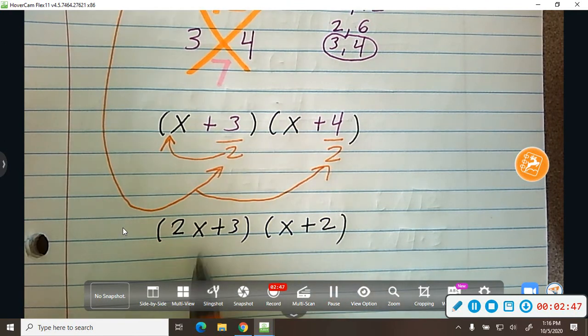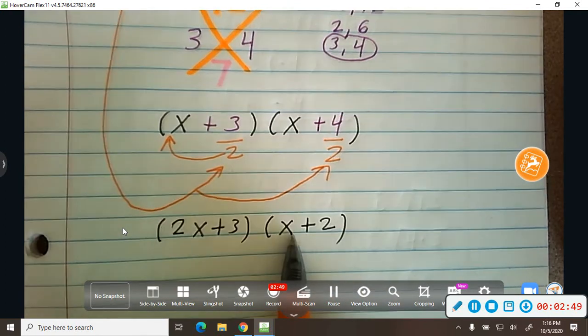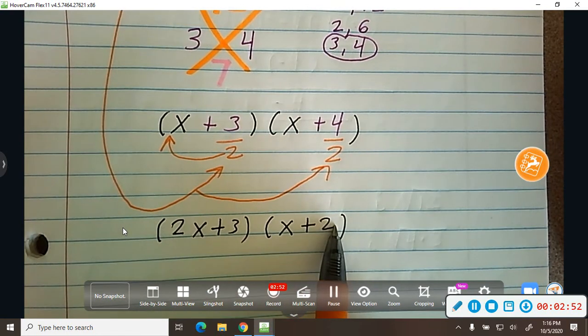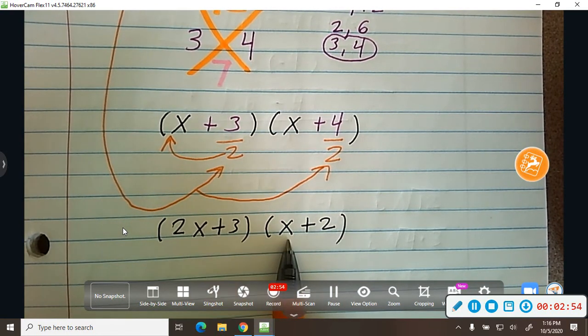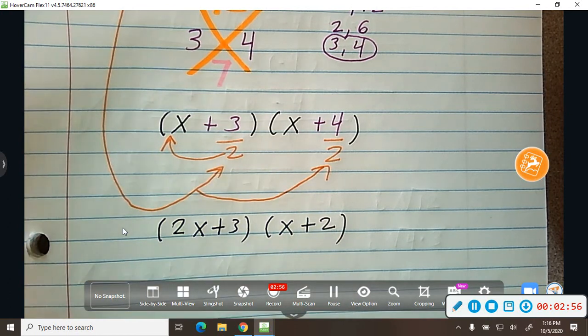Now to make sure we're correct, 2x times x is 2x squared, 2x times 2 is 4x, that'd be 3x, 7x, 3 times 2 is 6. Now there's also another way you can check your answer.